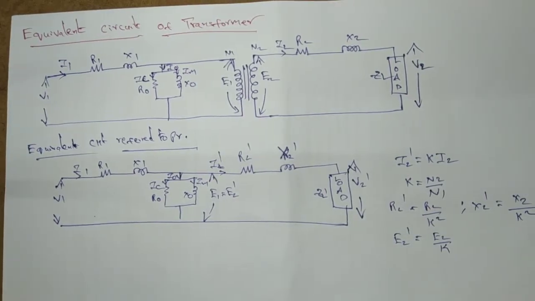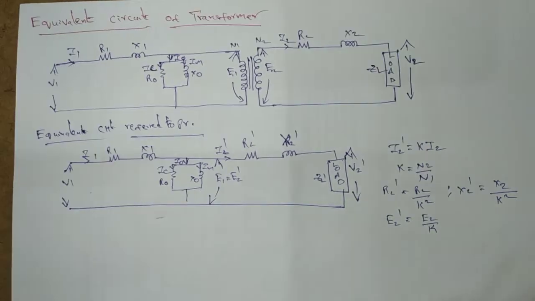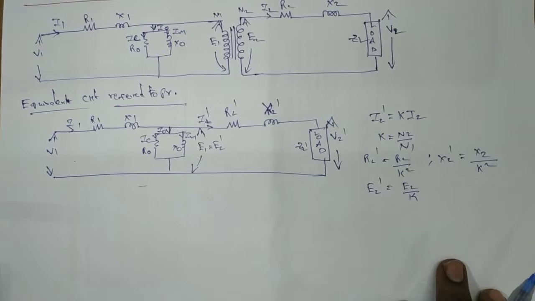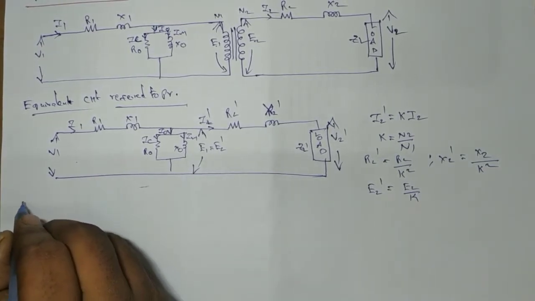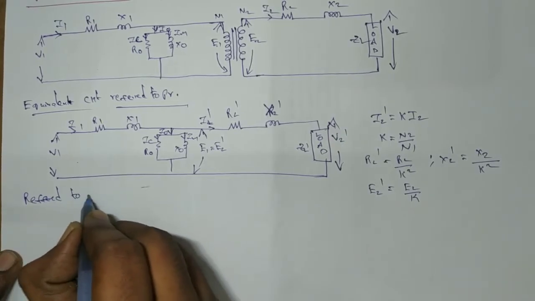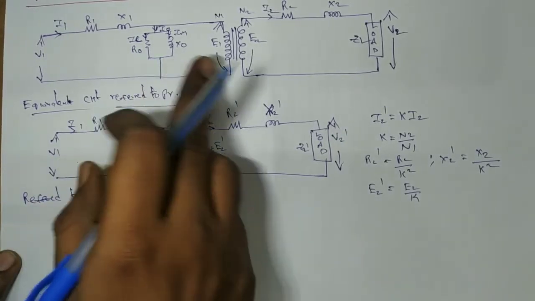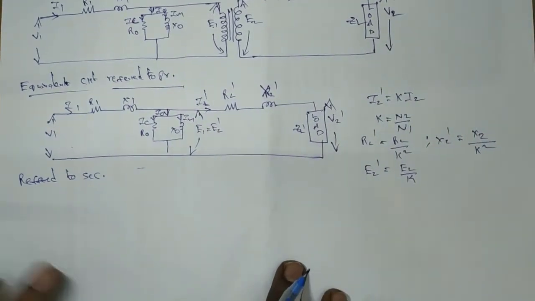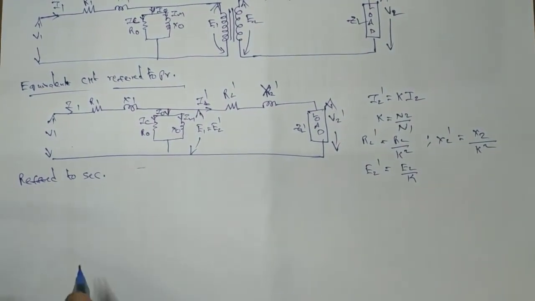Now the same diagram can also be drawn by referring to secondary, which means all the parameters are shifted to the secondary side only. So just for that, draw the same equivalent circuit referred to secondary. Now R1, X1, I0, IC, IM all are shifted to the secondary side.